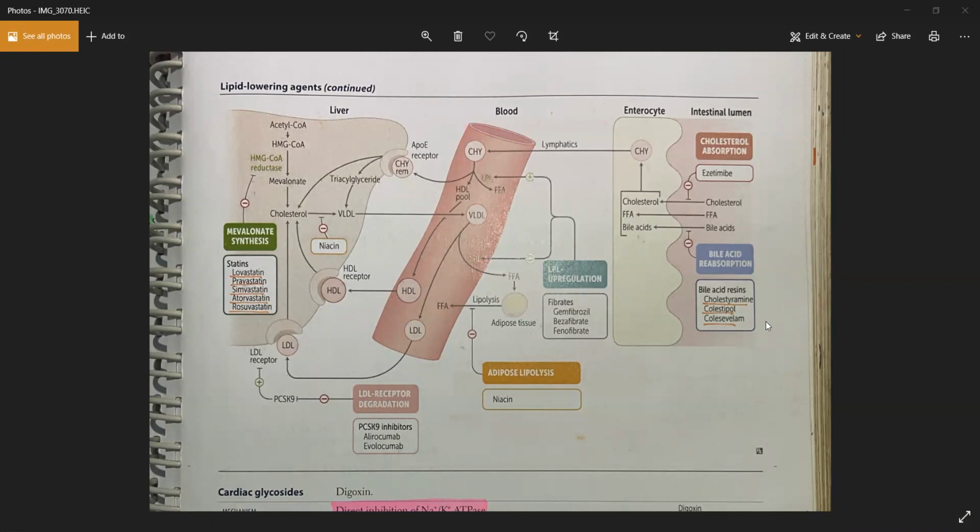The first drugs are those which inhibit the absorption of the fats from the GI tract. The first one is ezetimibe, which inhibits the cholesterol absorption. Only the cholesterol absorption, nothing else. As a result, the cholesterol won't be absorbed, so cholesterol cannot be present in the chylomicrons, and this is one way to lower the cholesterol levels. Second drugs are the bile acid reabsorption inhibitors. They will inhibit the absorption of the bile acid.